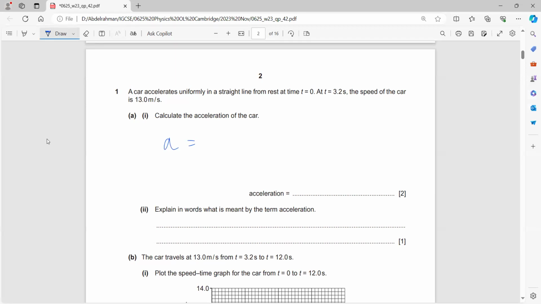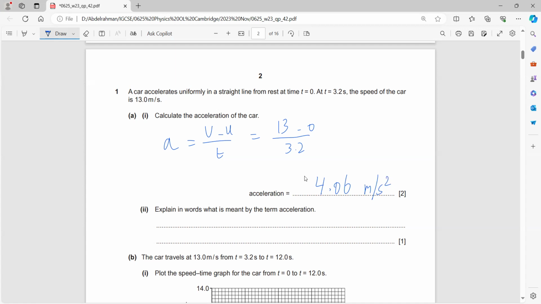V minus U over T. V is the final speed, 13, minus 0 over the time, which is 3.2. What is the acceleration? Oh, 13, sorry. 13 minus 0 over 3.2, which is 4.06 meters per second squared.